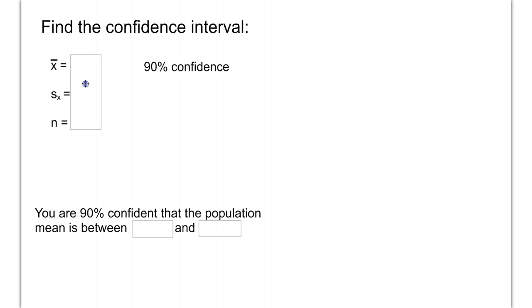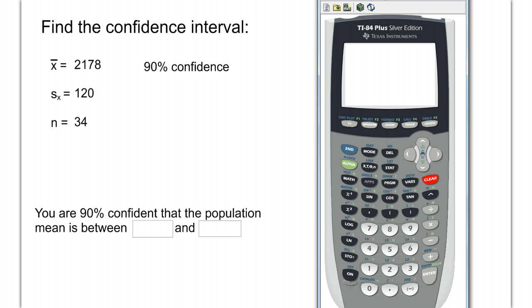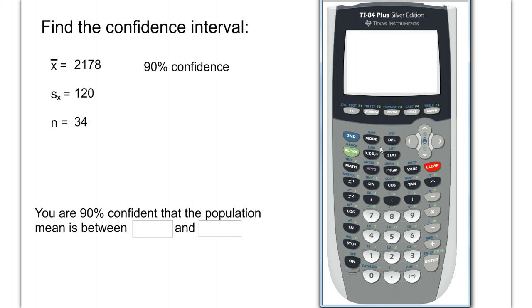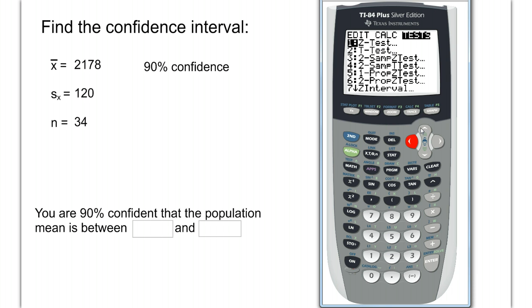So we want to find the confidence interval here in this example, and we are given a mean of 2,178, a standard deviation of 120, and a sample size of n equals 34. We want to do this at 90% confidence. The way we do this is we go onto our TI-83s or 84s, and we go to Stat. We go over to the left to go to Tests, and we go down to t-interval, the 8th one down. So t-interval is the one we're looking for.